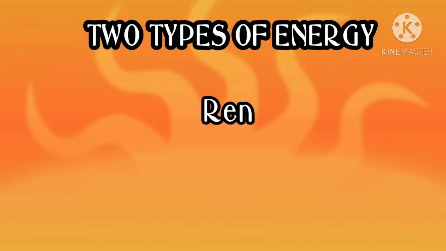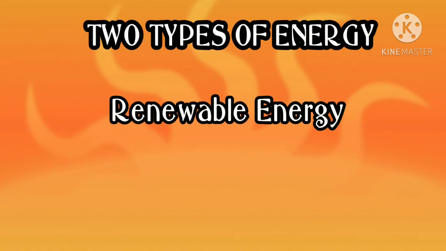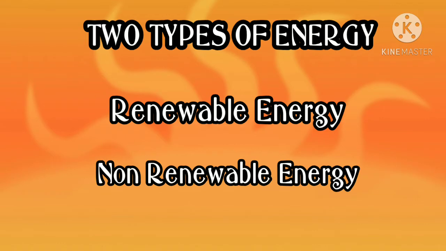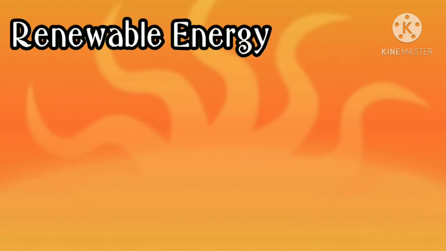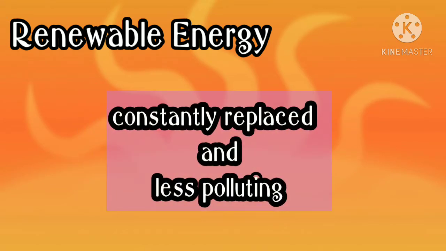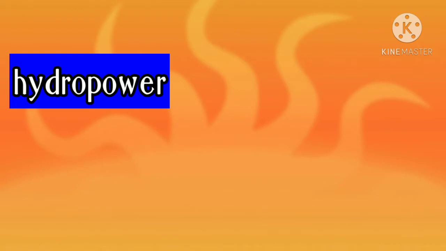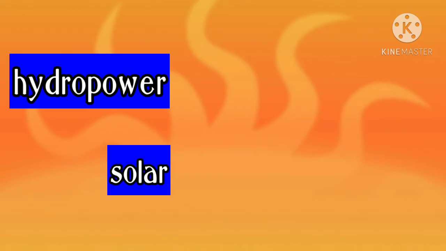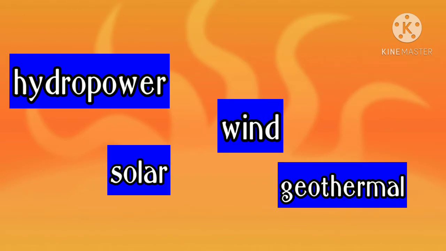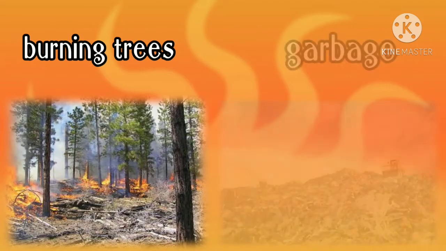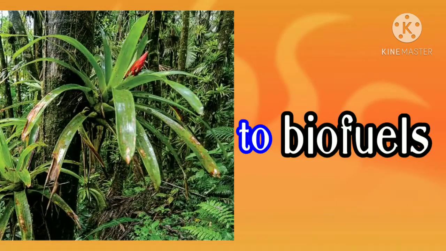Let's proceed to the two types of energy, the renewable energy and the non-renewable energy. Renewable energy systems use resources that are constantly replaced and are usually less polluting. Examples include hydropower, solar, wind, and geothermal. We also get renewable energy from burning trees and even garbage as fuel and processing other plants into biofuels.